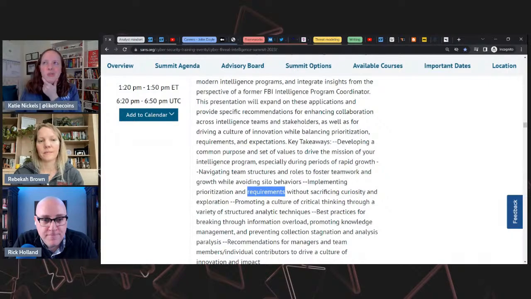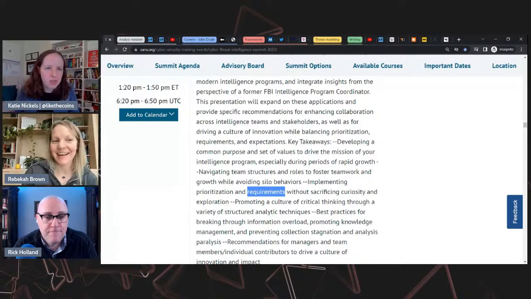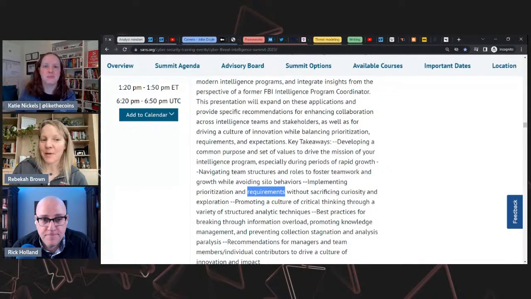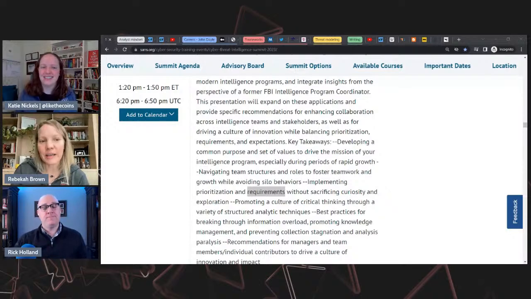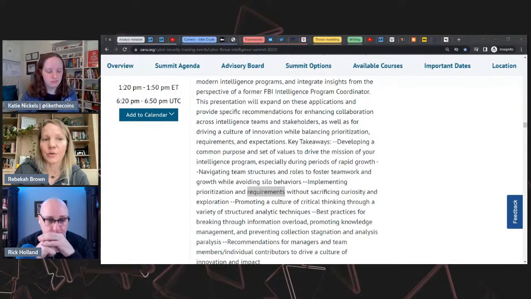Rebecca, what would you tell folks is, simply, what is a requirement and why do people talk about them so much at the summit? So I'll give you my thoughts and then I'll let Rick jump in because he loves requirements. Requirements are essentially the guidelines for analysts as to what it is you are trying to provide insight on.